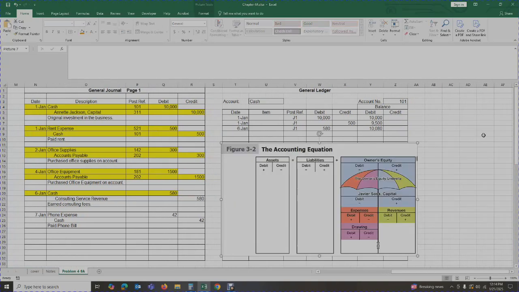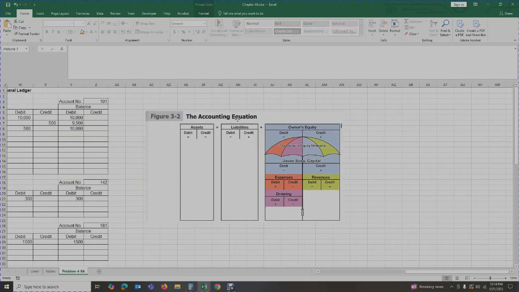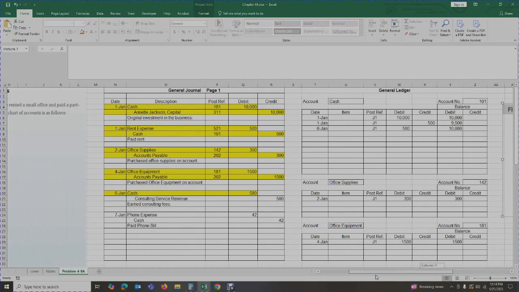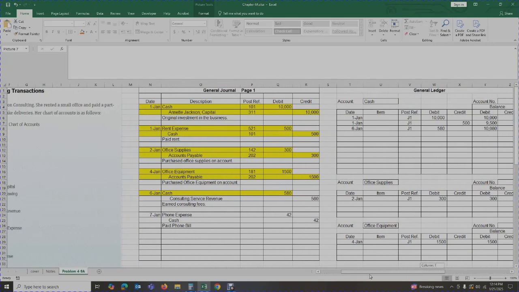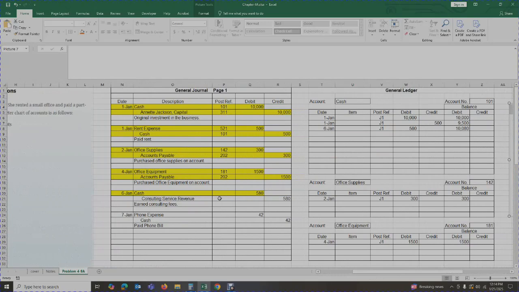So that is why it's very useful for you to have this little diagram, because it tells you if you need to add or subtract depending on the type of account that it is. Okay, so cash is account number 101. We're going to go ahead and put that in our journal.